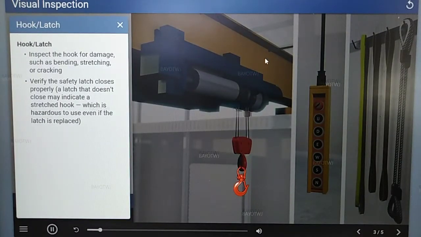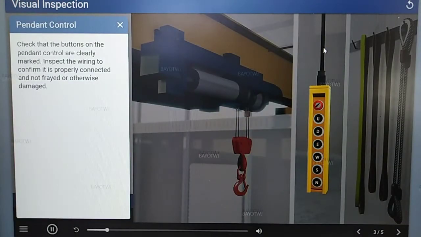Inspect the hook for damage, such as bending, stretching, or cracking. Verify that the safety latch closes properly. If it doesn't, this may be a sign that the hook has become stretched. A stretched hook is hazardous to use, even if the latch is replaced.